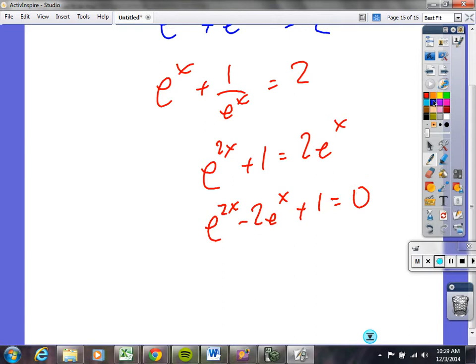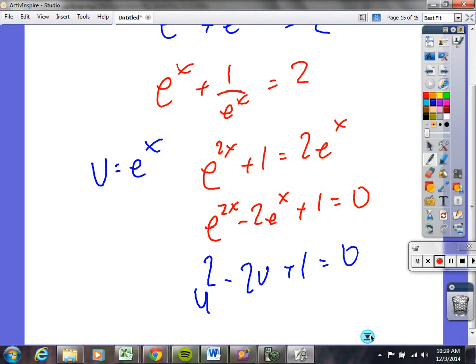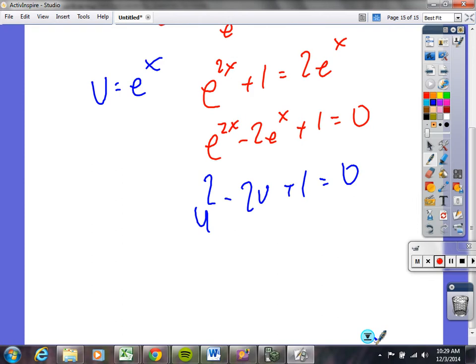And then you guys remember good old u substitution? u equals e to the x. So this would be u squared minus 2u plus 1 equals 0. I'm having fun here, but you guys probably didn't like this. That's why she told me no.